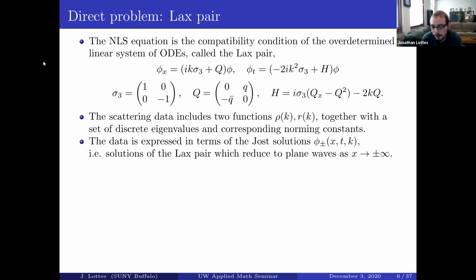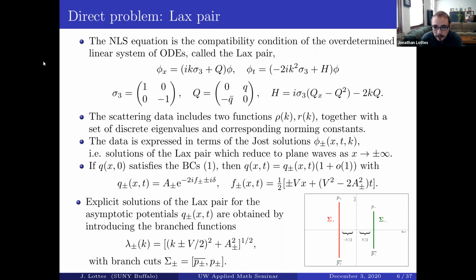So I mentioned that for the direct problem, we need to generate this scattering data from our potential. This is going to include two functions, rho of k and r of k, together with a set of discrete eigenvalues. And with those discrete eigenvalues, there would be what are called norming constants. All of this scattering data we express in terms of the Jost solutions, phi plus and minus. These are simultaneous solutions of the Lax pair that reduce to plane waves for large x.